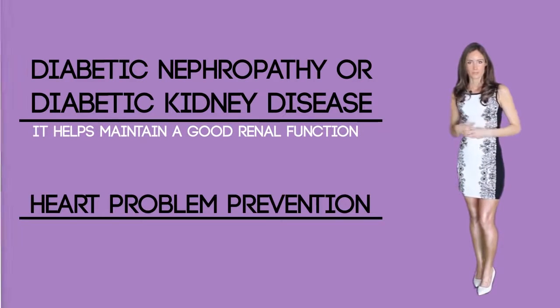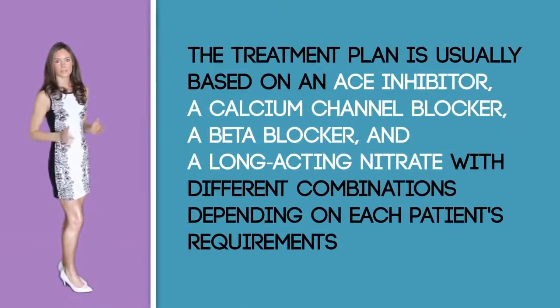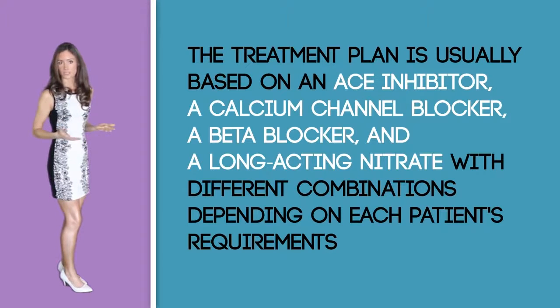Heart problem prevention. For the treatment of heart disease, certain other drugs are given together with ACE inhibitors. The treatment plan is usually based on an ACE inhibitor, a calcium channel blocker, a beta blocker, and a long-acting nitrate, with different combinations depending on each patient's requirement.